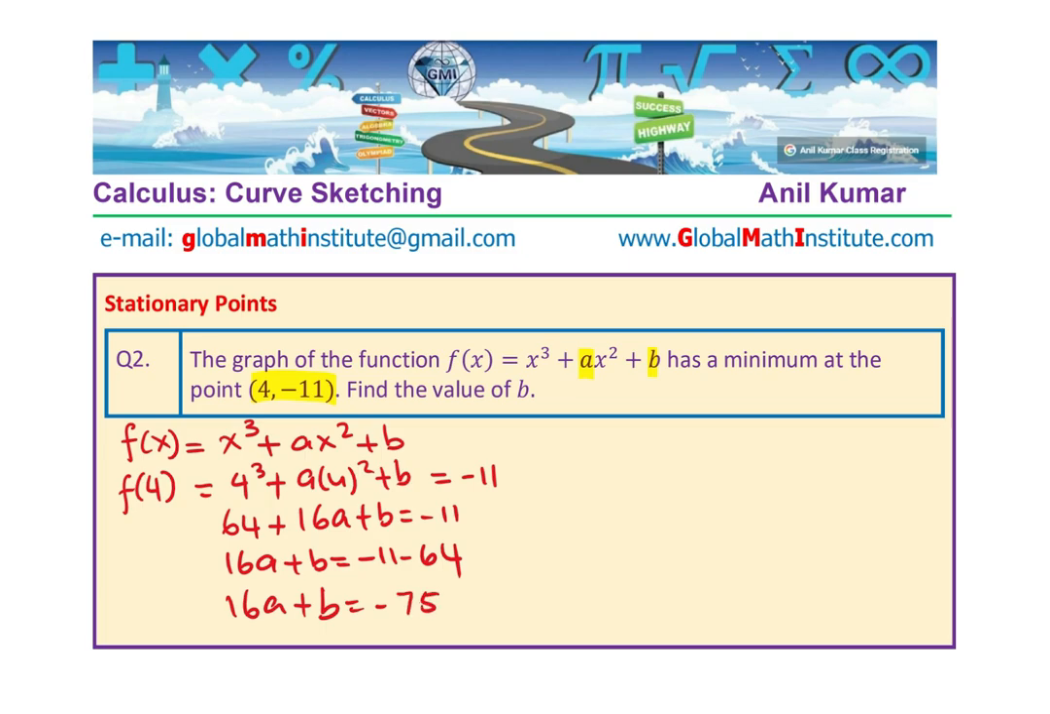So we have one of our equations, which is 16a plus b is equal to minus 75, after putting this value of 4, right? So that gives you one equation. Let's call this equation number 1.